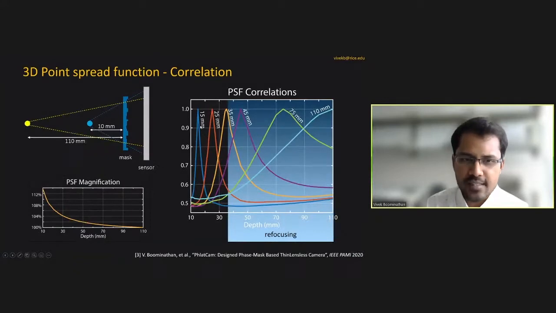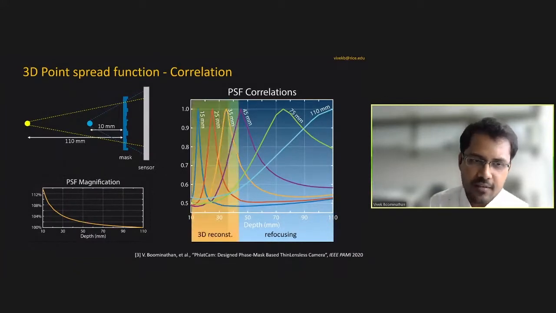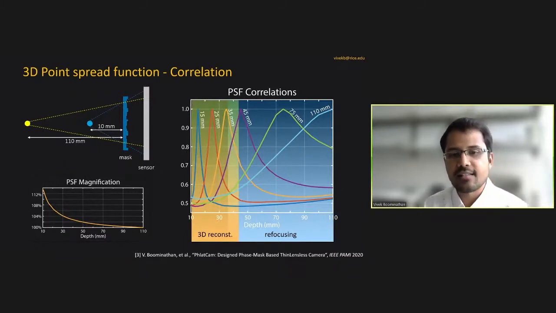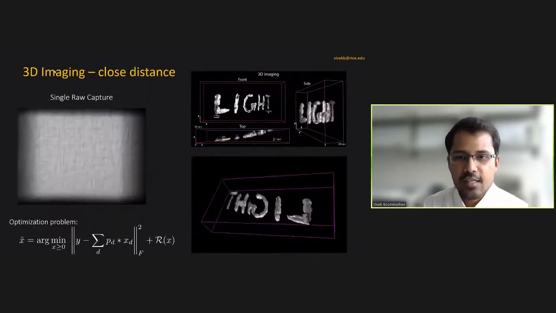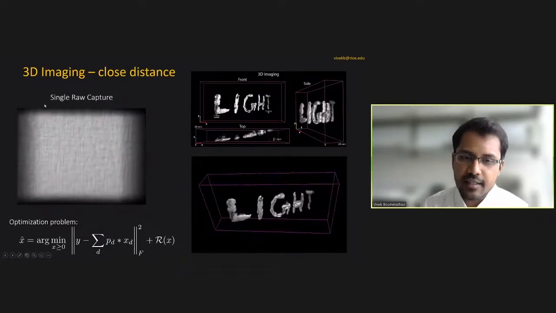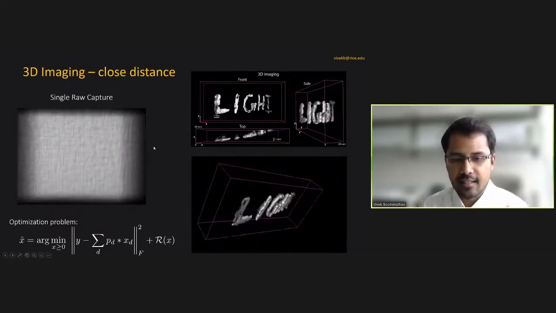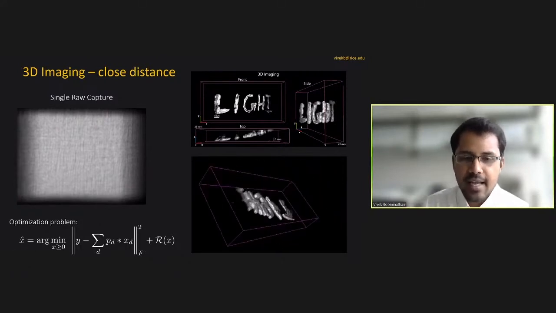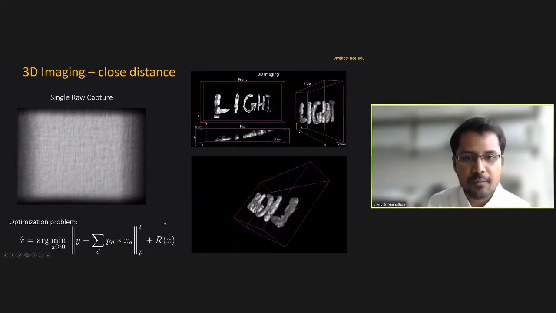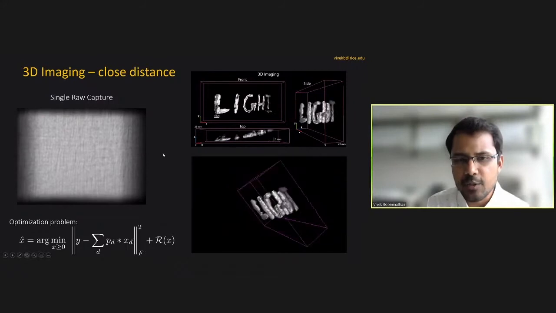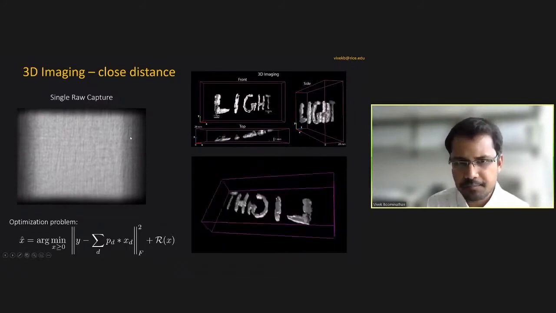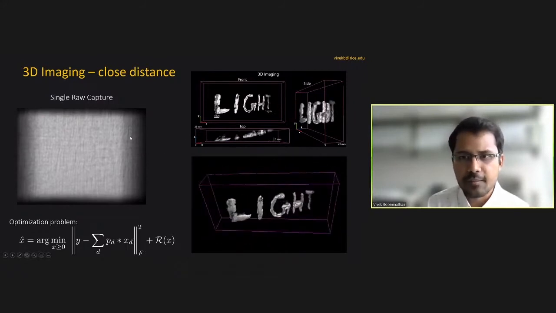So this is refocusing. If we get even closer, we can see that the point spread function over depth, its correlation decays really fast, which means now we can exploit that to reconstruct 3-dimensional information. So in this case, we take a single capture of the scene. The scene is text written on a slanted plane. And then using an iterative convex optimization, we are able to reconstruct the image, the 3D information.